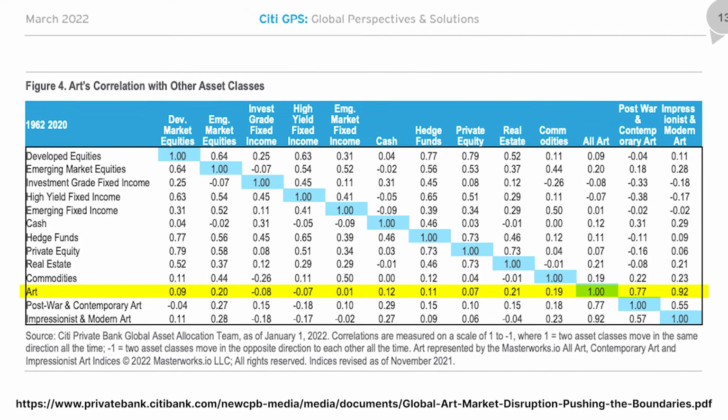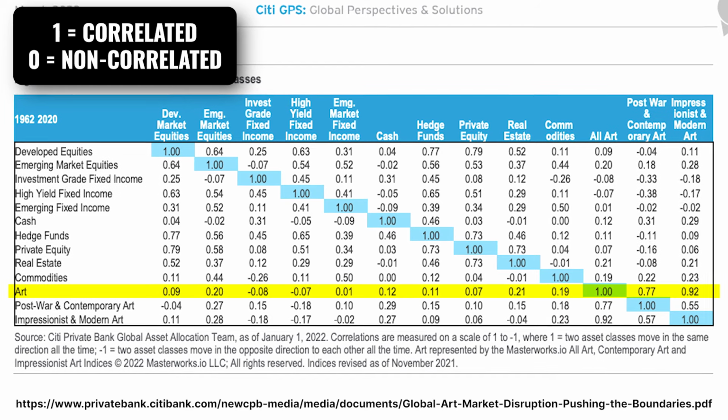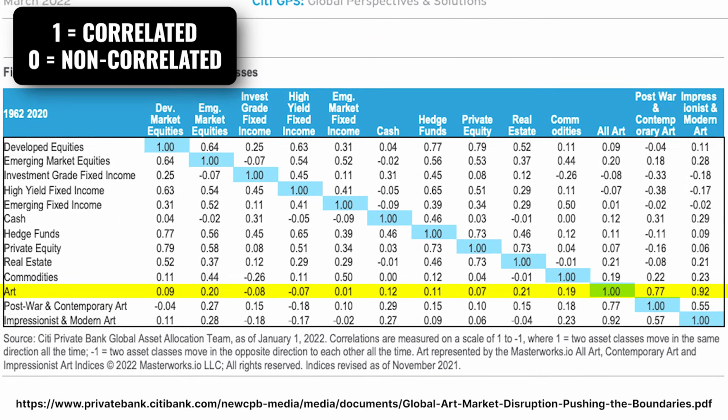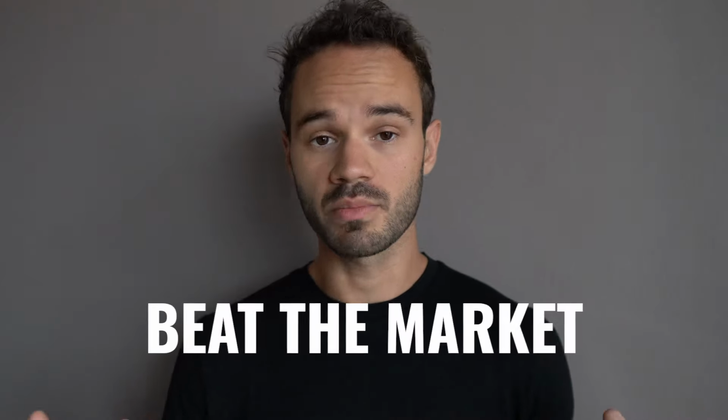So in terms of the pros, like I mentioned, one of the main ones is that artwork historically doesn't correlate with other asset classes. So it is an uncorrelated asset, you would say, and that can be very valuable for investors looking for some kind of safe havens during a recession or periods of high inflation. The second advantage of artwork investing is that it has the potential for outsized returns. So it has the potential to beat the market, in other words.